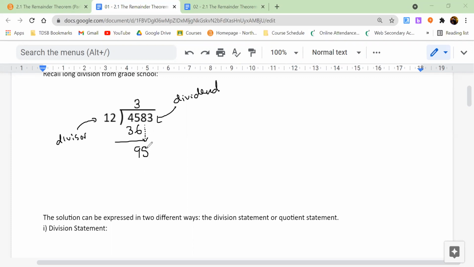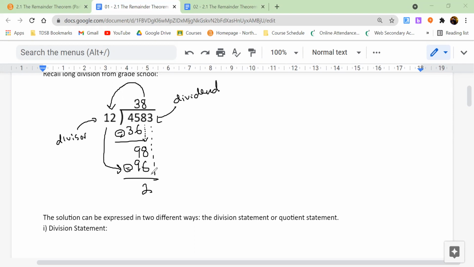You're going to continue dividing in this way. What can I multiply with 12 to get as close to 98 as possible without going over? And it looks like it's an 8. So that's a 96. So 8 times 12 gives me 96. And now with that, I am going to subtract. And the answer is 2. Is 2 smaller than 12? Yeah, that means you did it correctly.